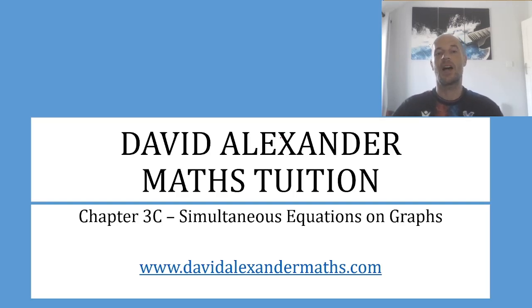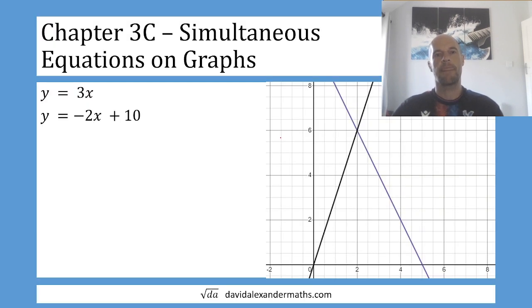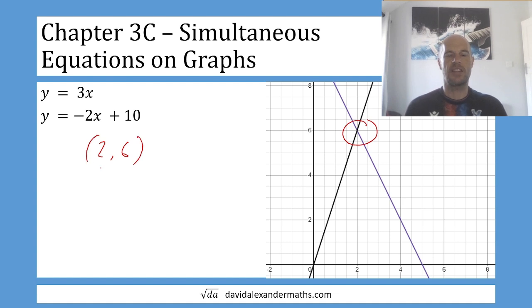This is Chapter 3C, Simultaneous Equations on Graphs. So we don't need to solve these equations algebraically. If we've got a graph, all we need to do is see where they cross, where they intersect. So here we can see that they cross at 2, 6. So there we have the solutions. Well, x is 2, y is 6. Easy peasy.